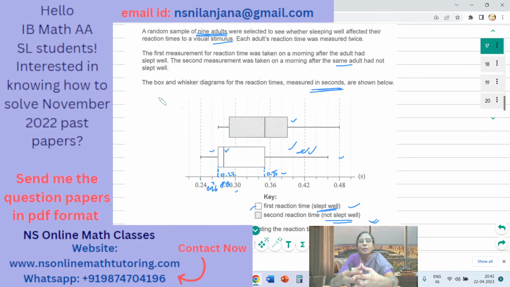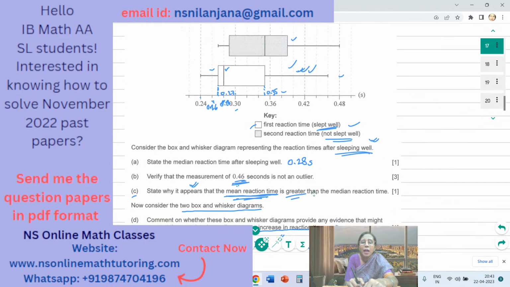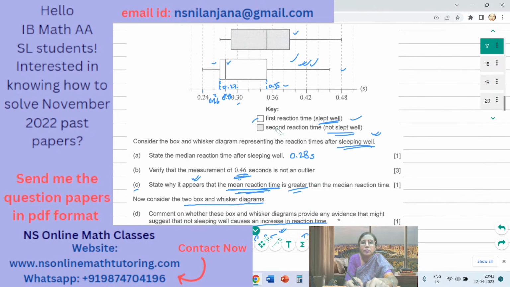We cannot say anything in a concrete, conclusive way that this should happen or this will happen. We cannot come to any conclusion. So now let us look at the box and whisker plots of these.